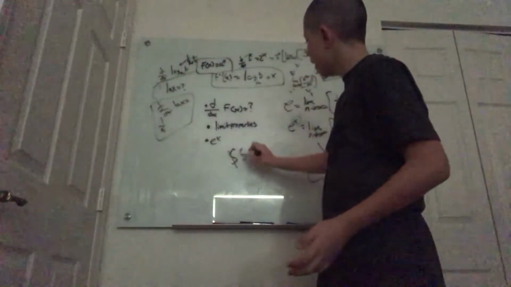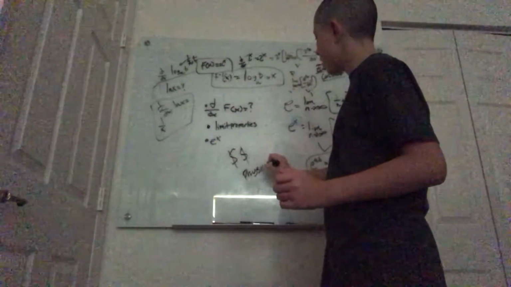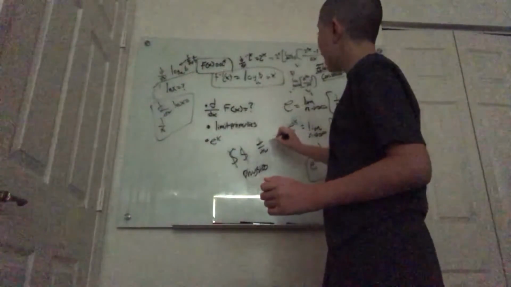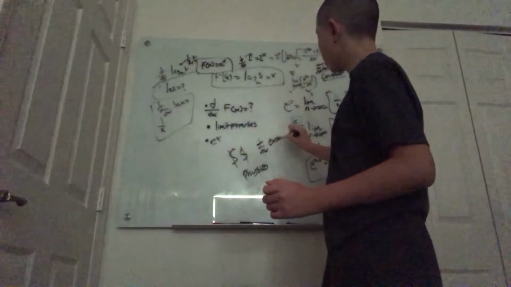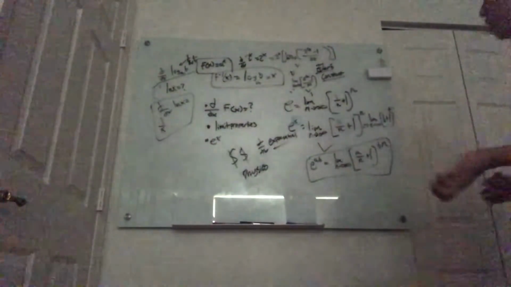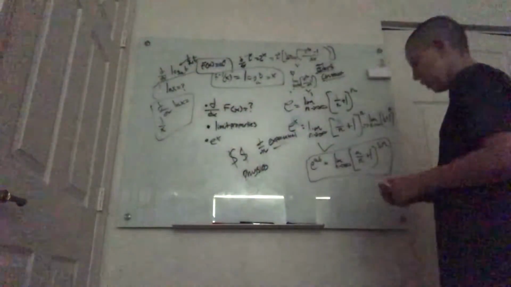Compound interest, money, physics, different physics problems, differentiating exponential functions, like we already said, and many other different properties. So that was very important.